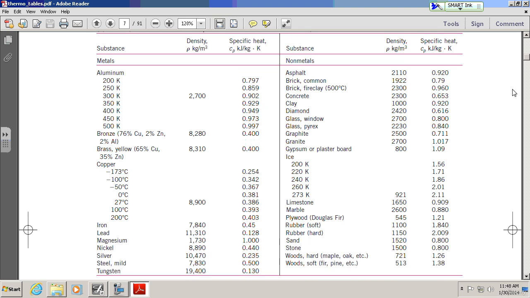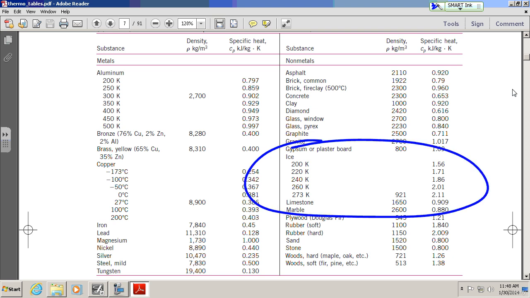So lots of solids. What I want you to look at right now, ice, since we're talking about ice, you'll notice that they gave me a bunch of specific heats. They didn't just give me one, because technically the specific heat of ice does vary with the temperature of the ice, okay? Now, ice that's just about to melt, that would be 273 Kelvin, right? That ice has a specific heat of 2.11, and the units are given on the top, kilojoules per kilogram K.